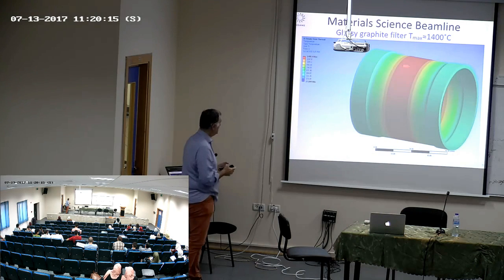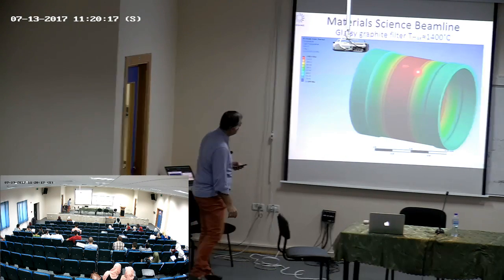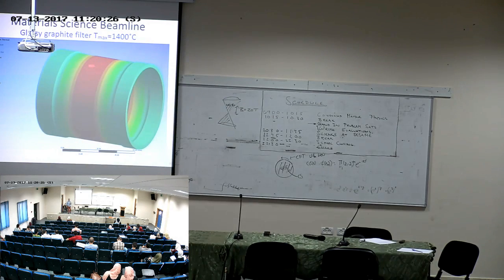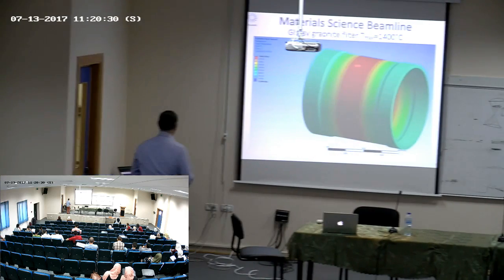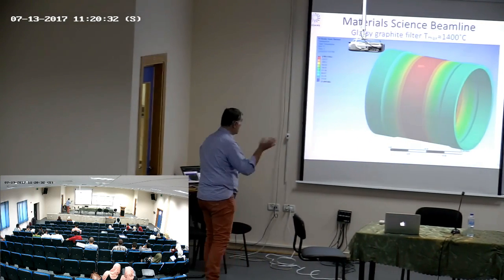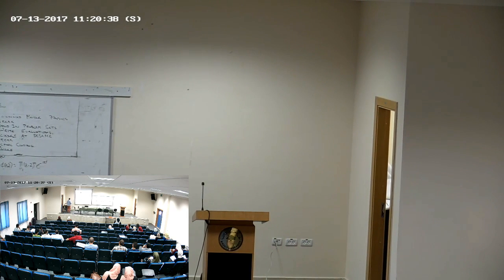If you just do that, this is the calculated temperature distribution, which reaches 1400 Celsius, which is something you don't want in your ultra high vacuum system. So we are thinking of other solutions to reduce this number. Okay, these are details which I think we can skip.